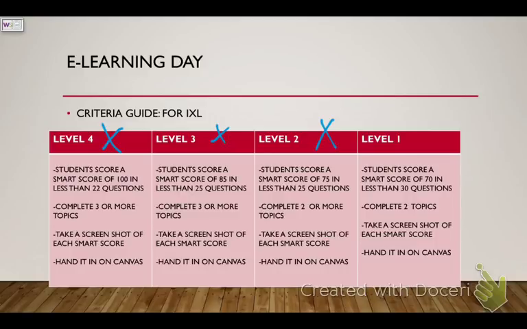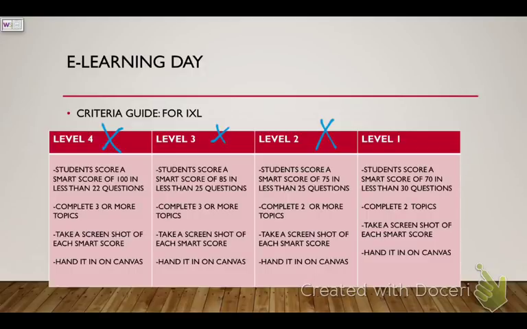If you say, no, I'm not that ambitious today, I want to go level 2, which would be a little disappointing. Students score a SMART score of 75 in less than 25 questions. You complete 2 or more topics. You take a screenshot of each SMART score and you hand it in on Canvas.